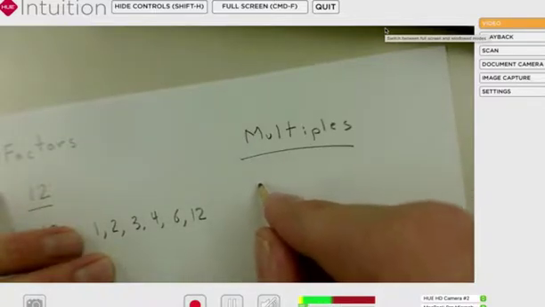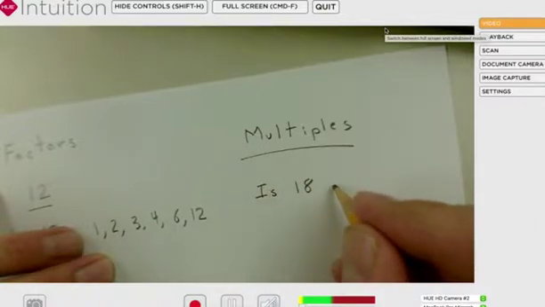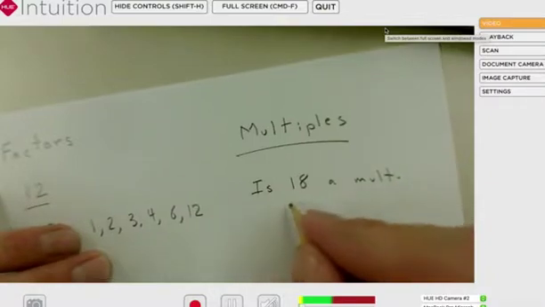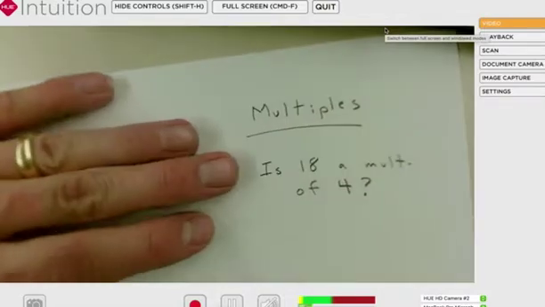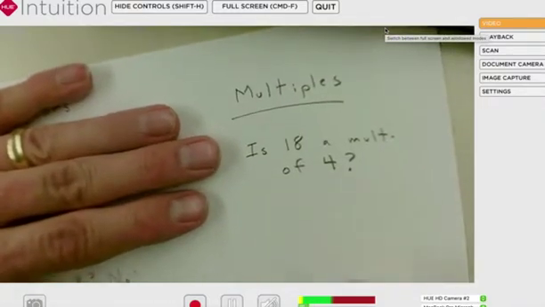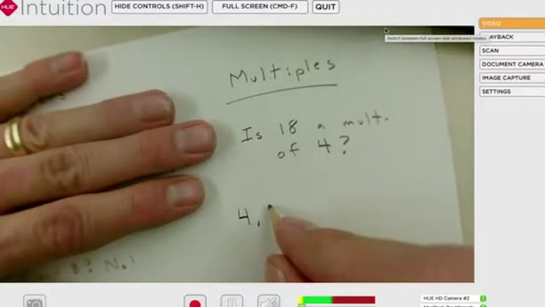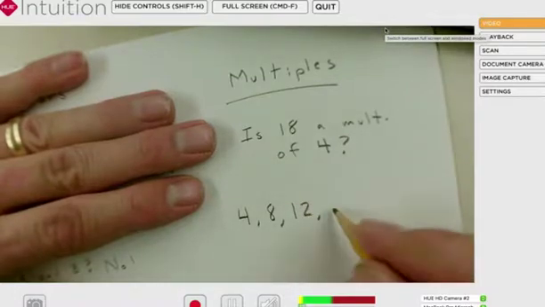So if I were to ask you, is 18 a multiple, I'll use an abbreviation, of, I don't know, is it a multiple of 4? And it'll be a yes or no question. Well, the easiest way to do that is to list our multiples of 4, right? So let's do that. We always start with the number itself, 4. It's 4 times 1. 4 times 2 is 8. 4 times 3 is 12. 4 times 4 is 16.